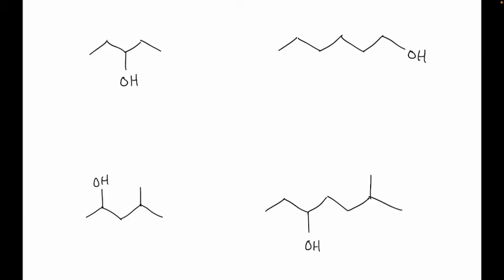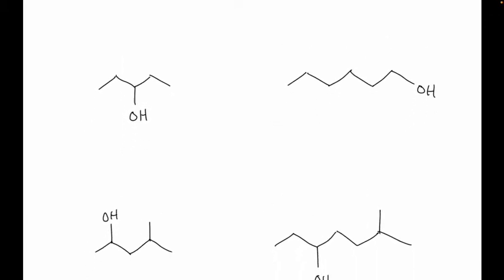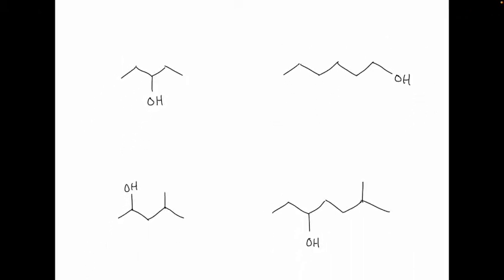All right, so let's go through these. Again, you got to find the parent chain. That's step one. So I guess if we want to review our nomenclature strategy here, step one is find that parent chain, the longest continuous set of carbons.